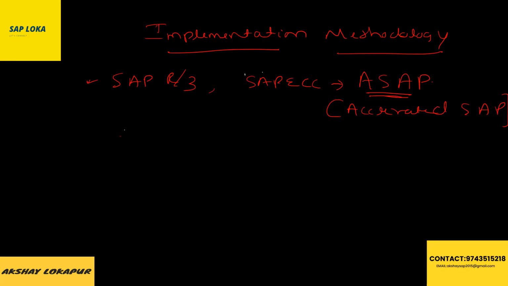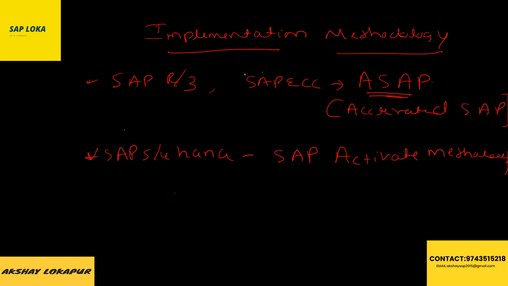What is this? We'll see. And in SAP S4 HANA, we'll follow SAP Activate methodology. Using this method, we will implement SAP. Using this ASAP method, we will implement SAP in R/3. In S4 HANA, we are going to implement SAP using Activate methodology. So what is Activate methodology?